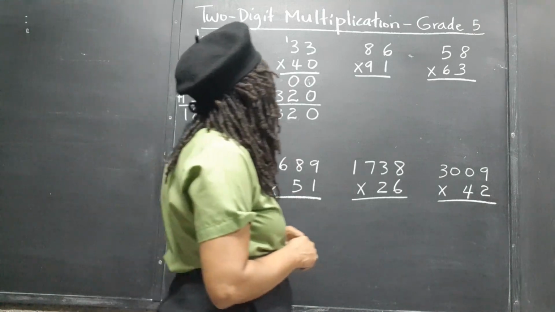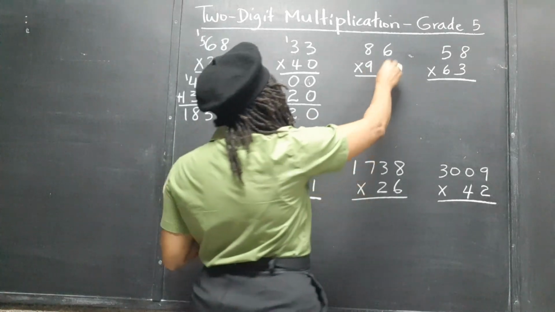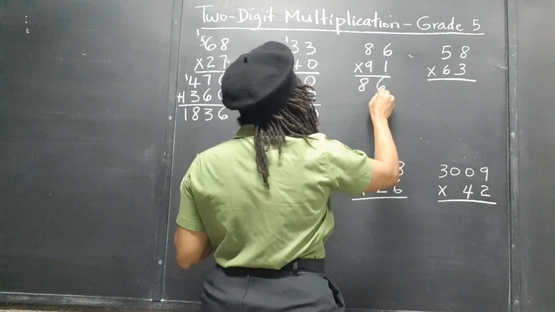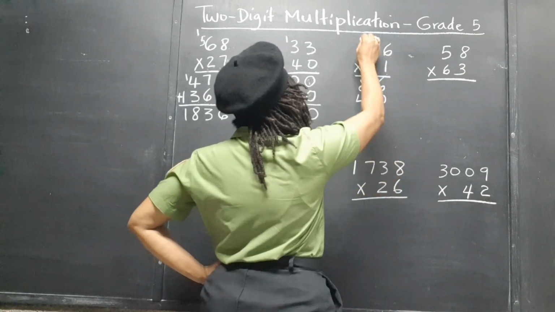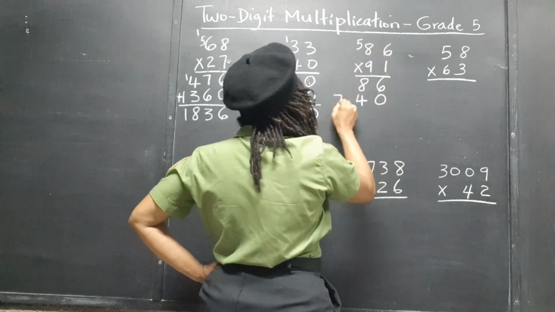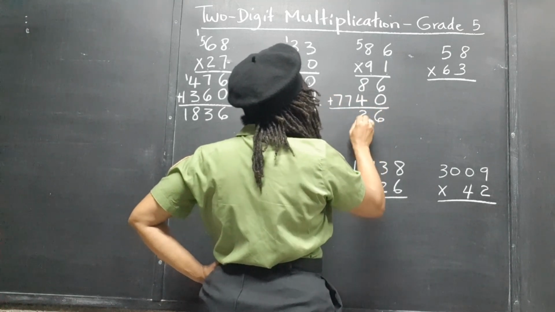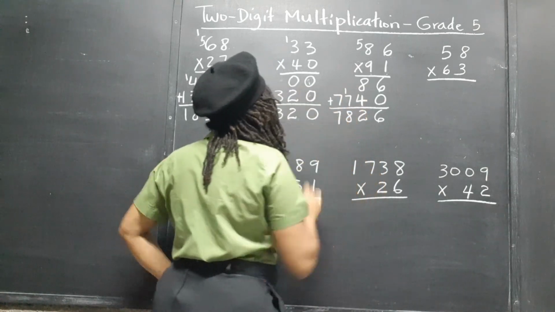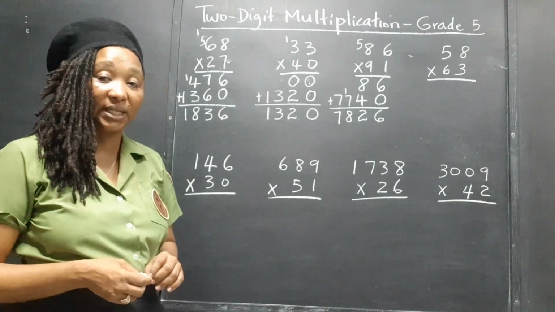86 times 91. So we're going to multiply by the 1 first. 1 times 6, 6. 1 times 8, 8. Put a 0 at the end. 9 6s are 54. 9 8s are 72 plus 5, 77. So that's 6, 8 and 4, 12. 7 and 1, 8. And we carry down the 7. So that's 7,826.